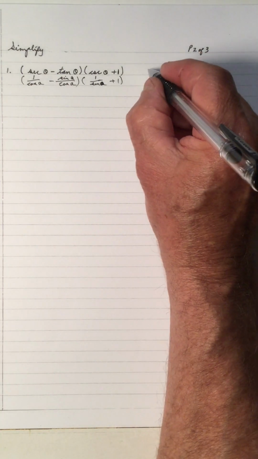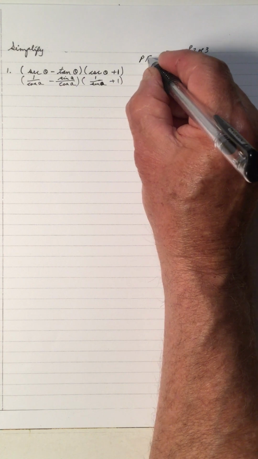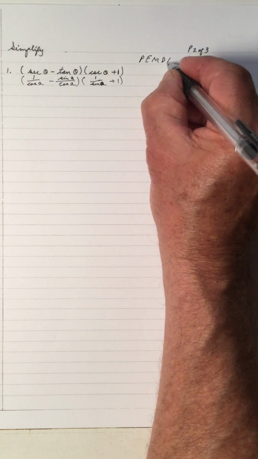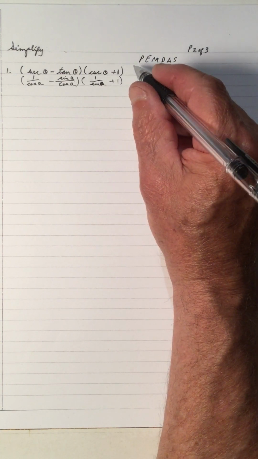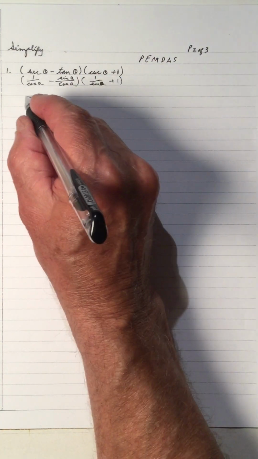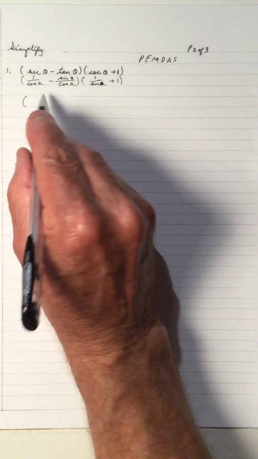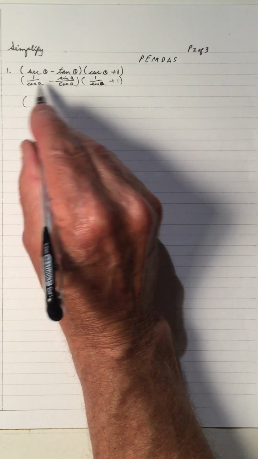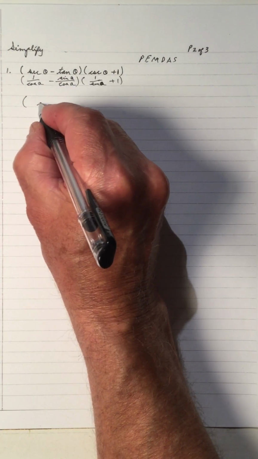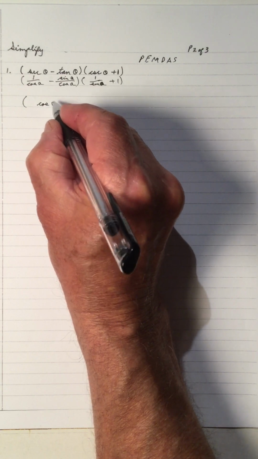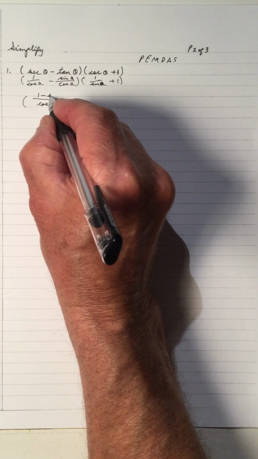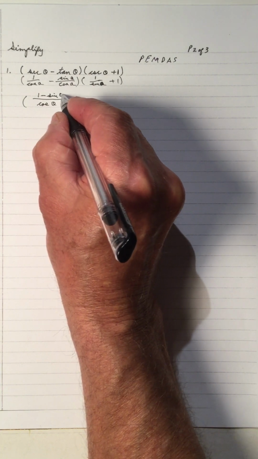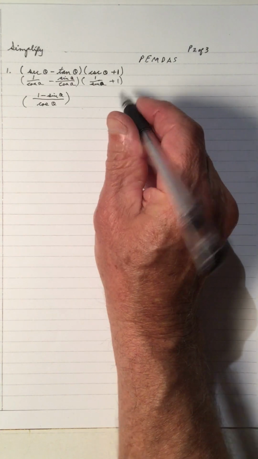Now, according to PEMDAS, P-E-M-D-A-S, you have to work out the inside of your brackets first. And in this case, in the first one, I have two fractions I'm going to add. They have a common denominator called cos theta. And so we add these. So 1 minus sine theta. You can't combine them because they're not like terms.